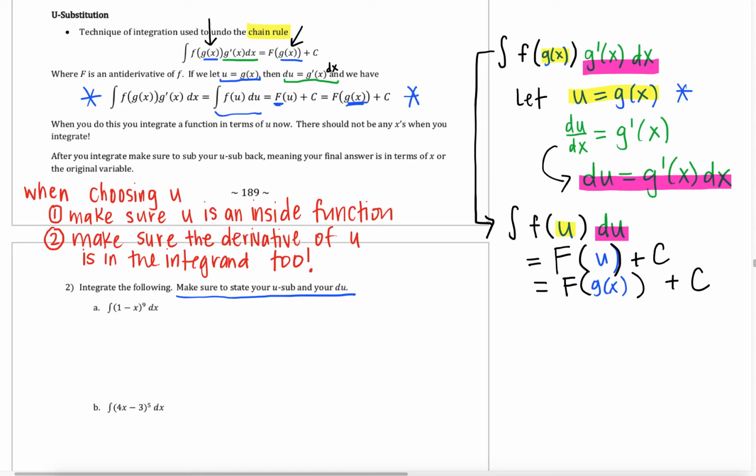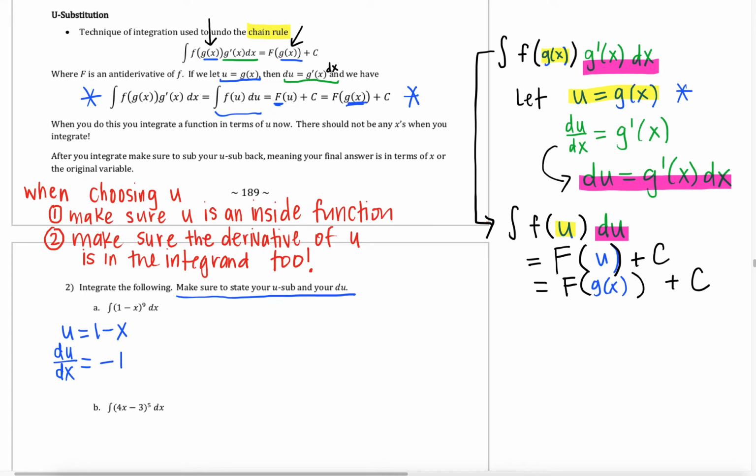Well, I've got to think about what functions I have. I have 1 minus x, and then I have this 9th exponent. So what do you guys think? Which one is the inside function and which one is the outside function? In this case, 1 minus x is our inside function, so that's what we're going to let u be equal to. So I'm going to let u be equal to 1 minus x. From here we can take the derivative of u with respect to x. Our derivative of 1 would just be 0. Derivative of negative x would give me negative 1.